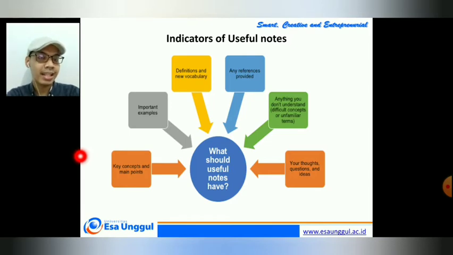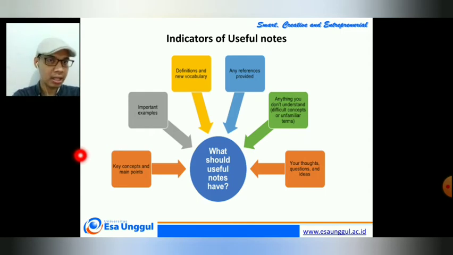Third, your note also has a definition and new vocabulary. Well, I think it's not always. Sometimes from one lecture, from one topic, there is no single new vocabulary. But at least you may add some more new vocabulary. Fourth, your note also has any references provided. At least you add some more references from other sources. Can be a book, can be a journal article.